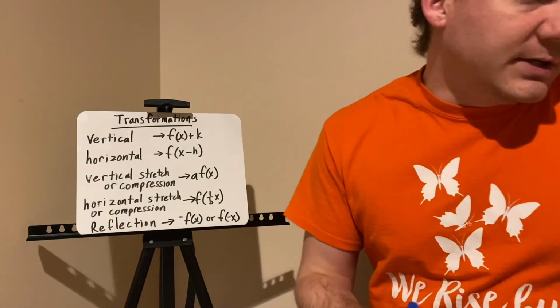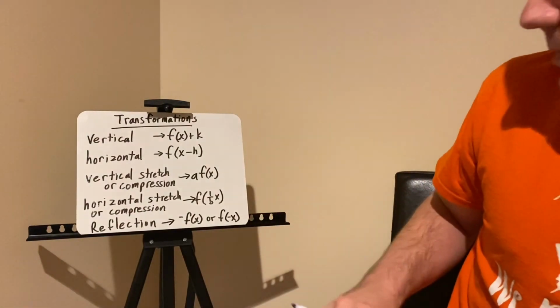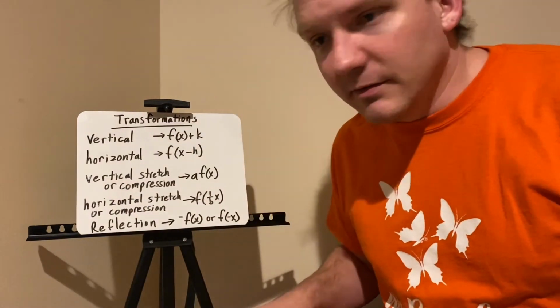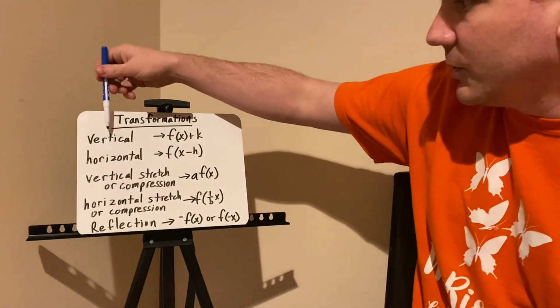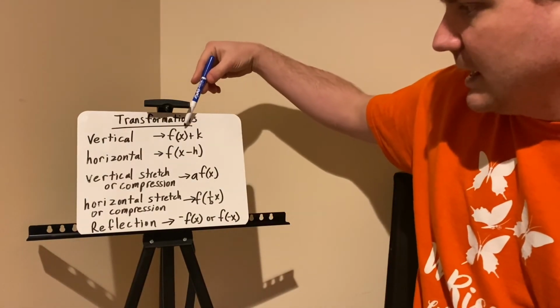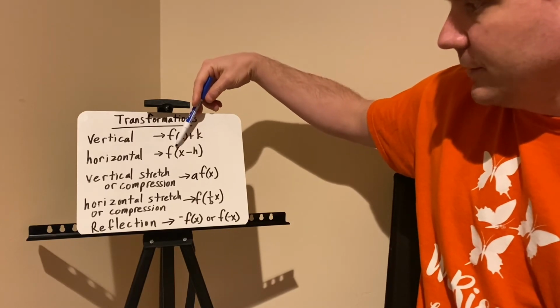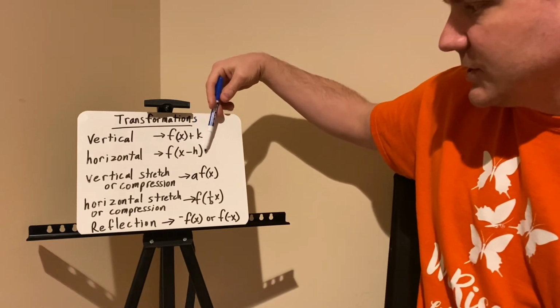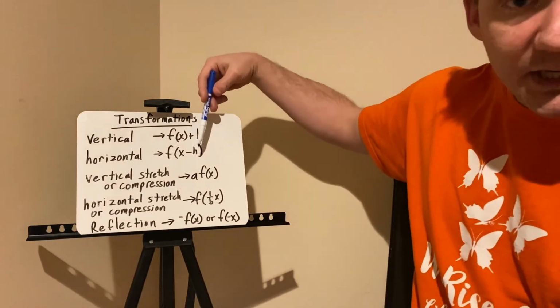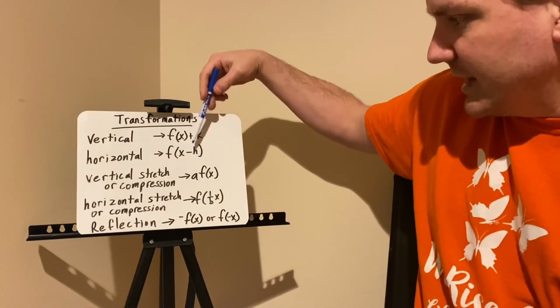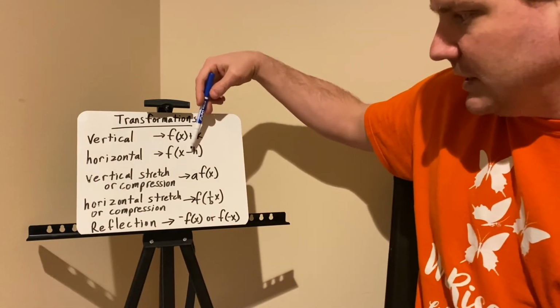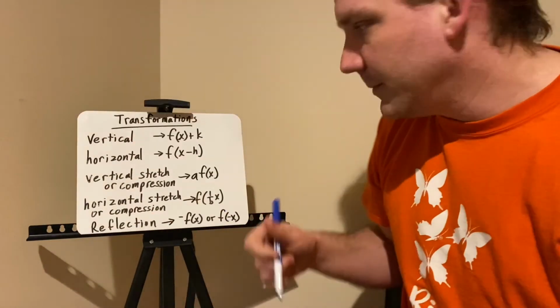So finally, what are these transformations? Let's review them. Most of these I covered, some of them I did not. The vertical and horizontal is where you have f of x and you add k to it, or for horizontal, you do f of x minus h. So you're going to slide whatever the h value is. Remember, if h is a negative value, it actually becomes adding, which means you end up moving to the left.